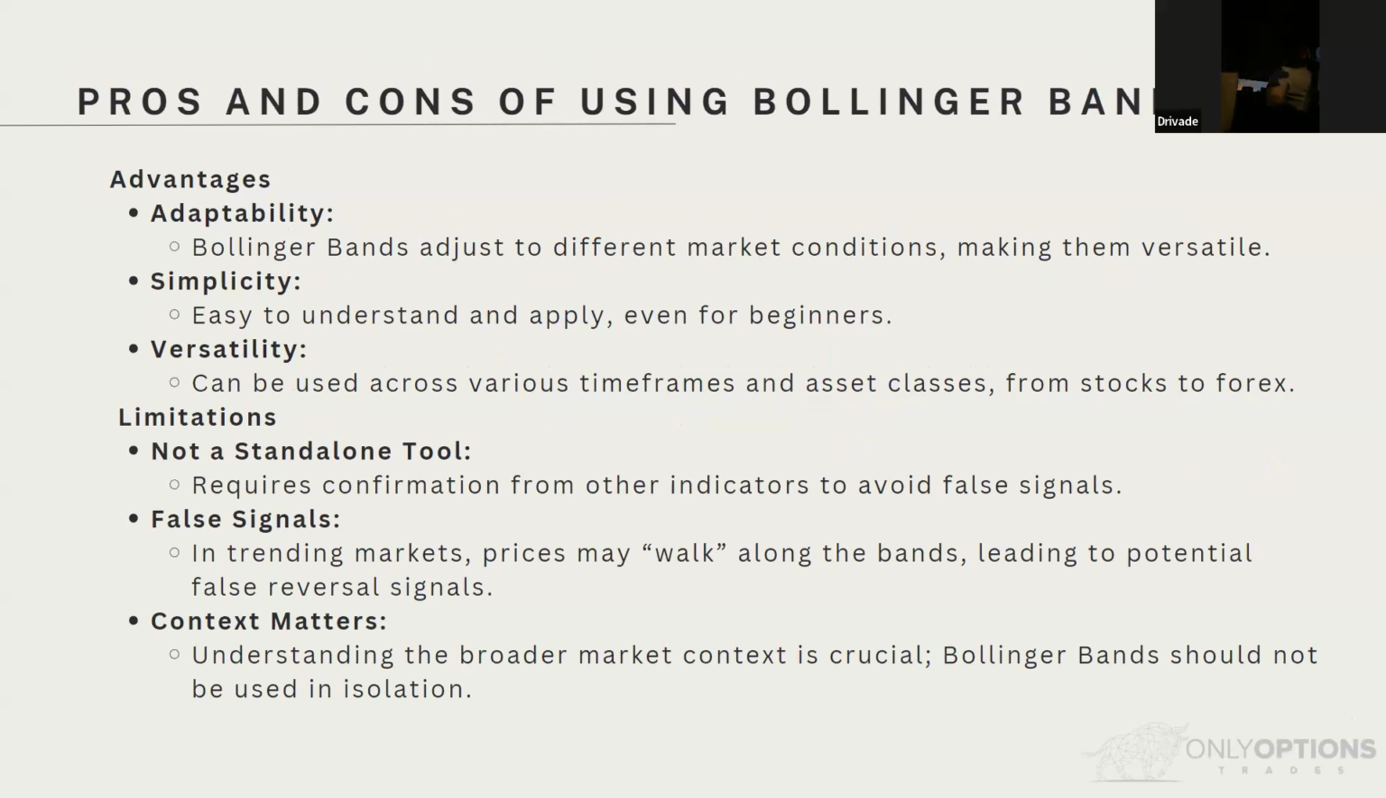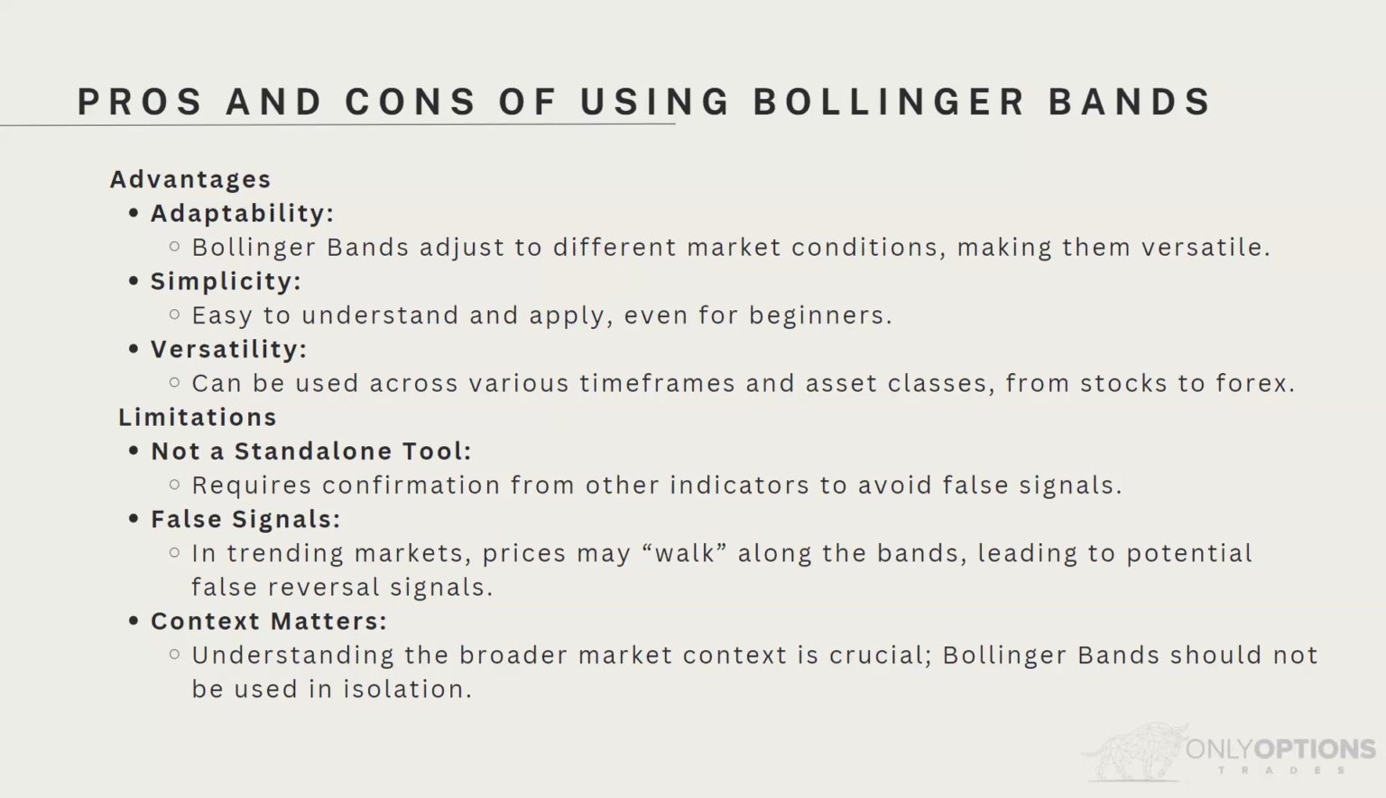You have the adaptability. Yeah, if someone has a question? No? Yes? Okay, so adaptability. The Bollinger Bands adjust to different market conditions because they are very versatile. We have the simplicity. They are very easy to understand because the chart is by itself, up and down. The versatility: they can be used across different time frames and asset classes. I use Bollinger Bands on Bitcoin, for example. I can use it on the dollar. I can use it on futures. They're very, very versatile.